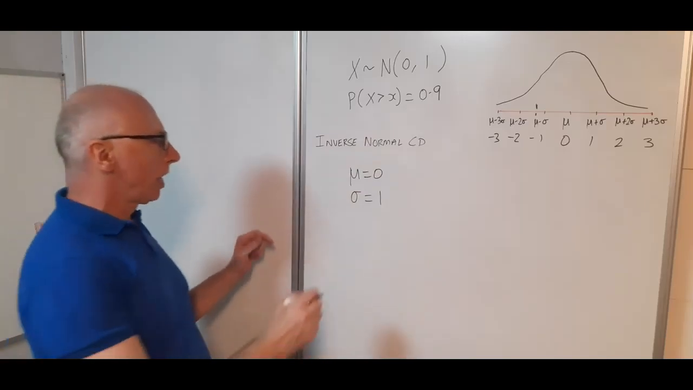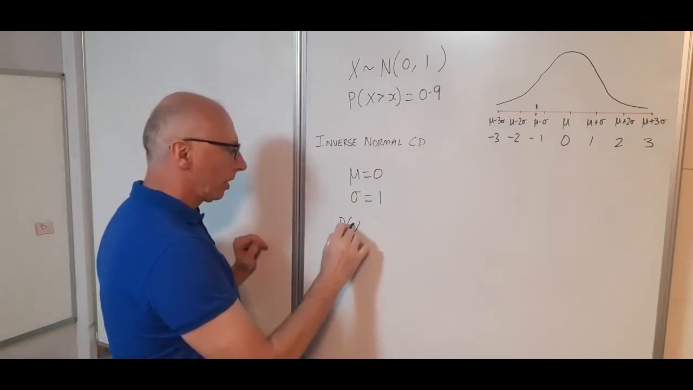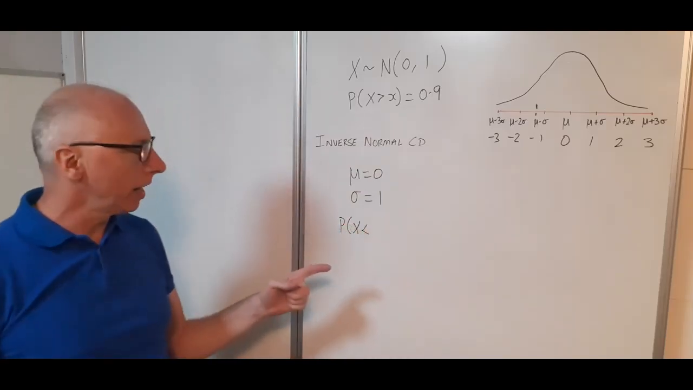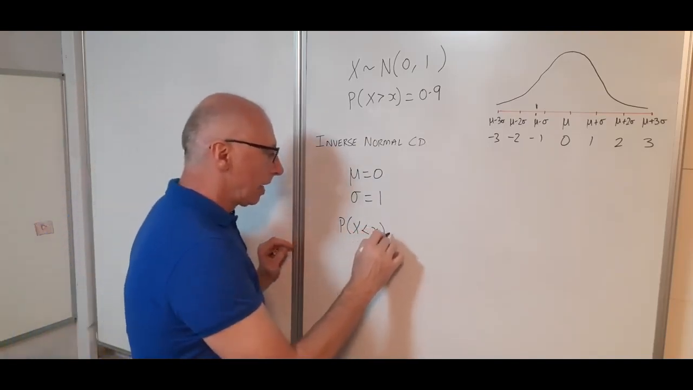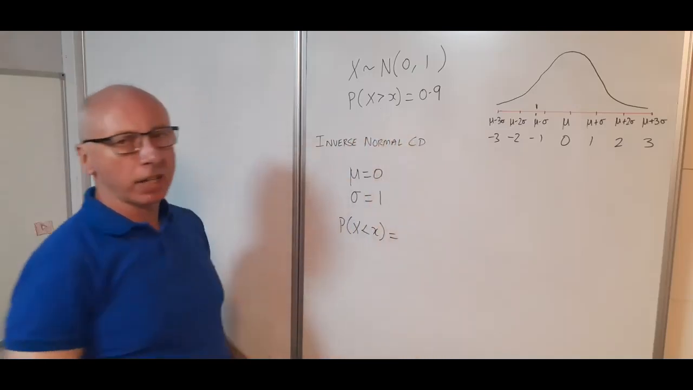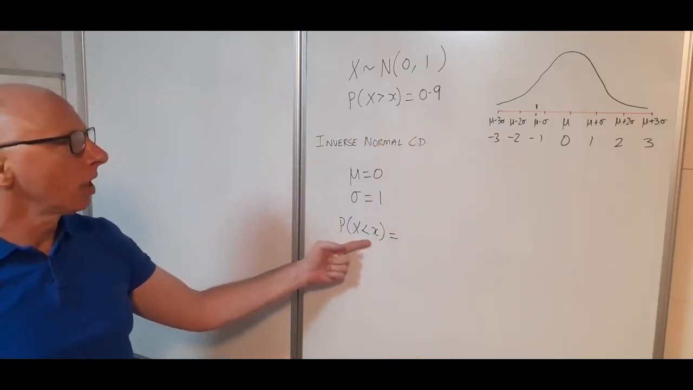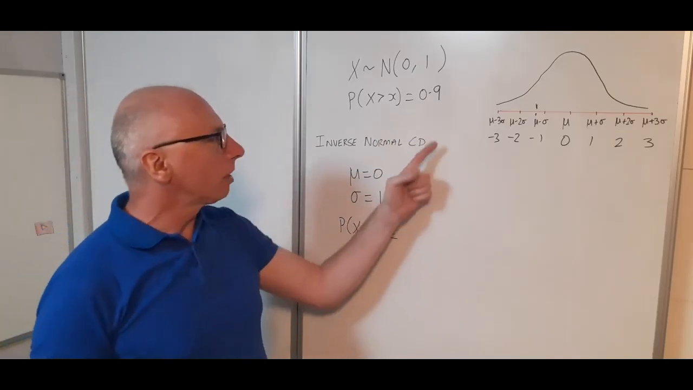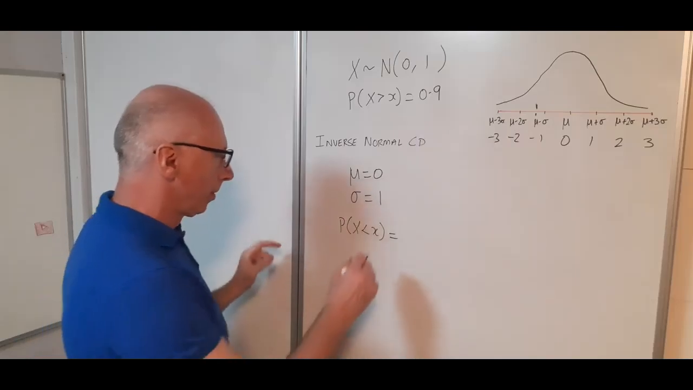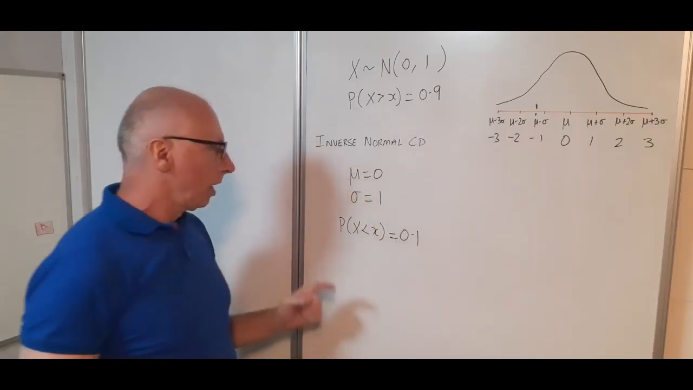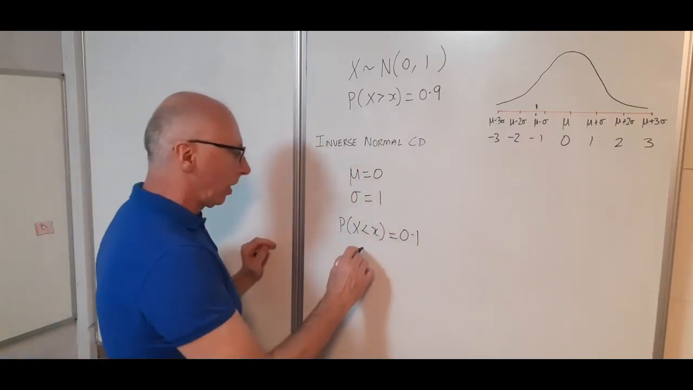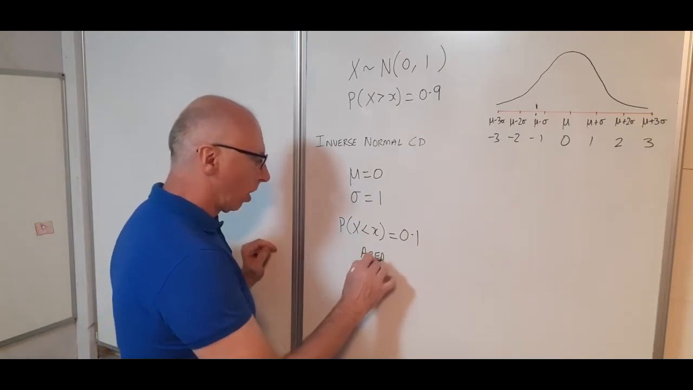So what we need to do now is put in our calculator, probability x is less than x. Now, notice I've changed the direction of the inequality because that's the direction our calculators will use. So therefore, we need, by symmetry, 0.1. So if we type in here in our calculator, area equals 0.1.